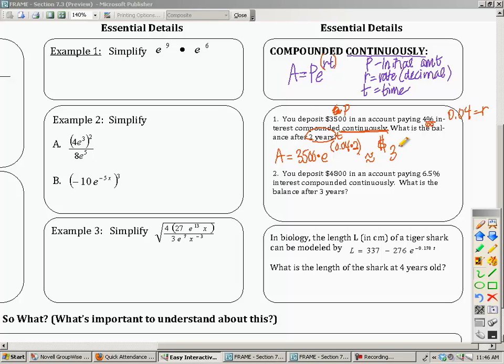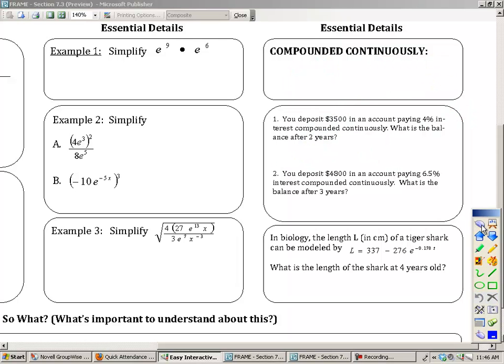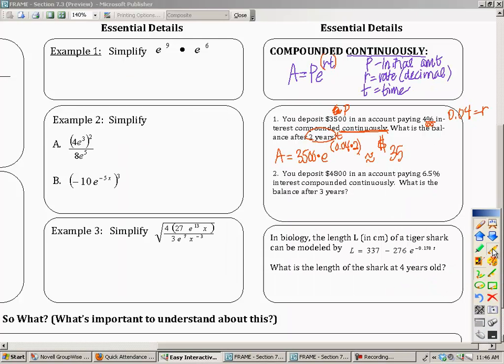You end up getting 37. That's not what I wanted to do. Let's find my eraser. $3,791.50. And again, we're rounding to 2 decimal places, so be careful there.